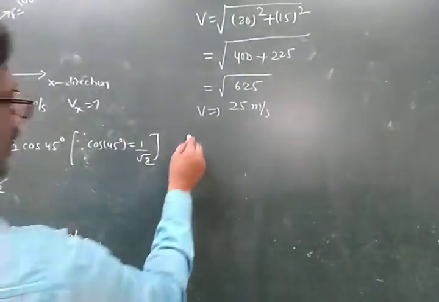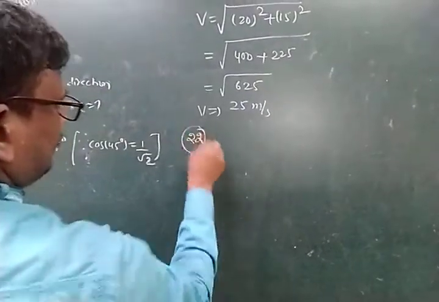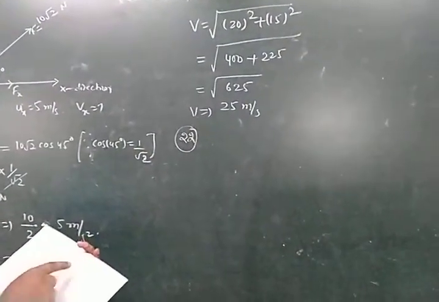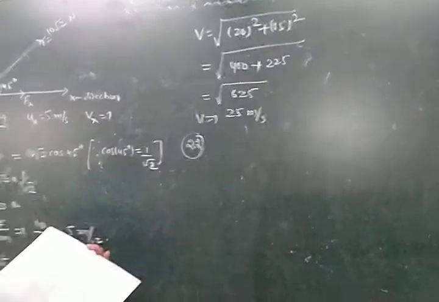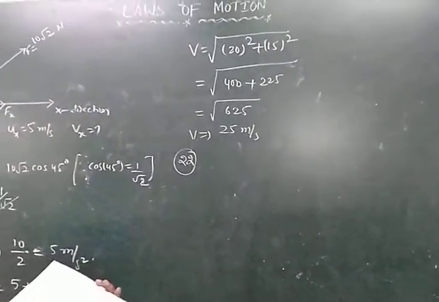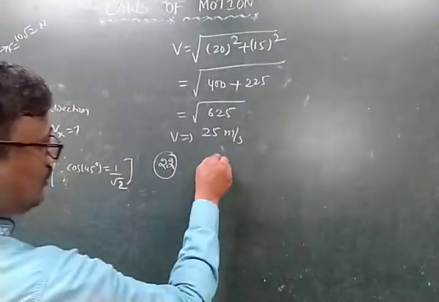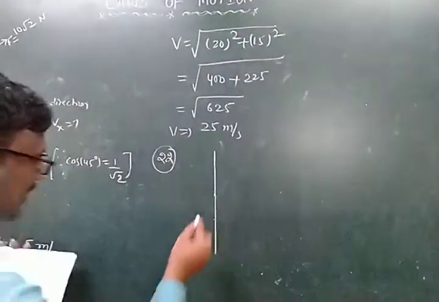Next, see question number 22. A force time graph of the motion of a body is shown in the figure. Calculate the linear momentum between 0 to 6 seconds. This is given by the graph.